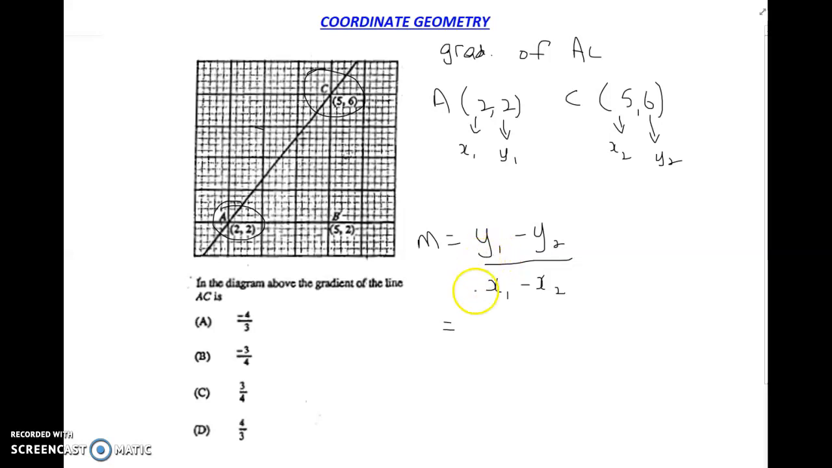And just replace your values. So y1 is 2, take away y2, which is 6. x1 is 2, take away x2, which is 5. And 2 take away 6 is negative 4. 2 take away 5 is negative 3. The negatives will cancel out, so you get 4 over 3, which is option D.